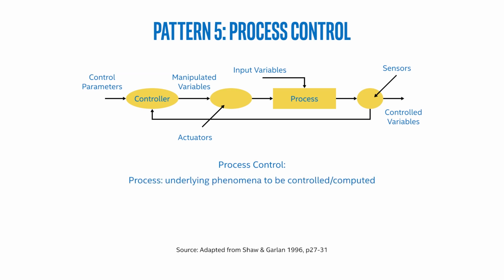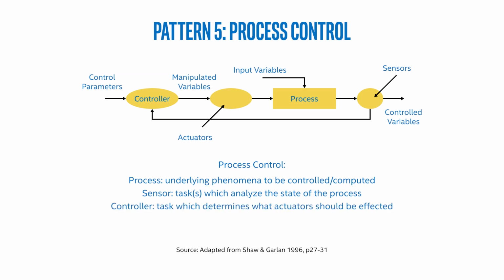Another structural pattern is process control. Here, the action is in the process. It's sensed by an individual sensor. That sensor provides input back to a controller. The controller then chooses certain manipulated variables, and then those are chosen to actuate the process. So we have a process, an actuator, sensors, and controller.